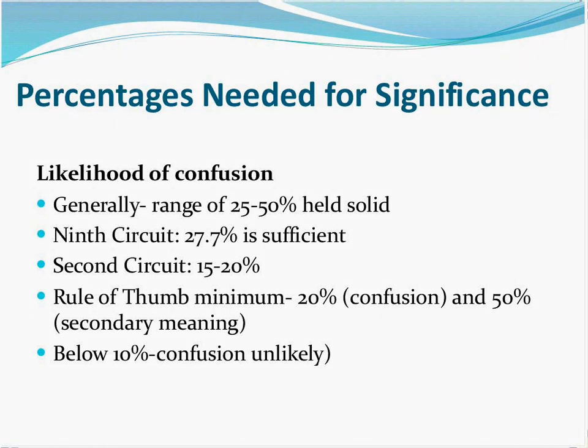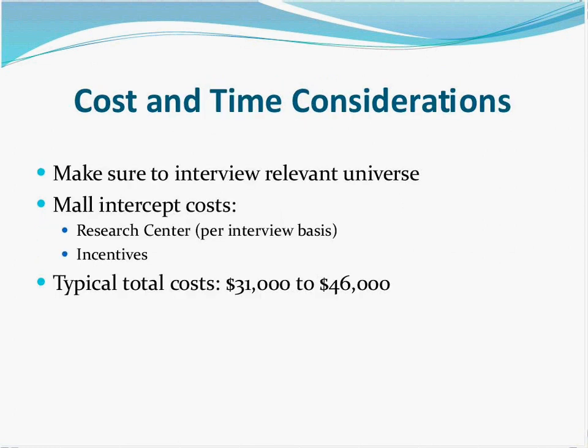Percentages needed for significance. For likelihood of confusion, anything over 25% is solid. Some courts are willing to take less than that. The rule of thumb that I use, if you can get 20% for a likelihood of confusion survey, you've got good results. And if you're doing a secondary meaning survey, you better get 50%. Anything below 10%, your confusion is unlikely, and your survey is probably going to be ineffective.